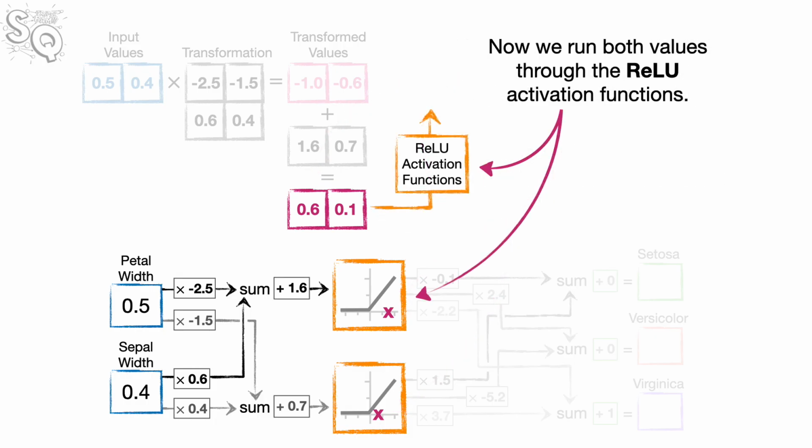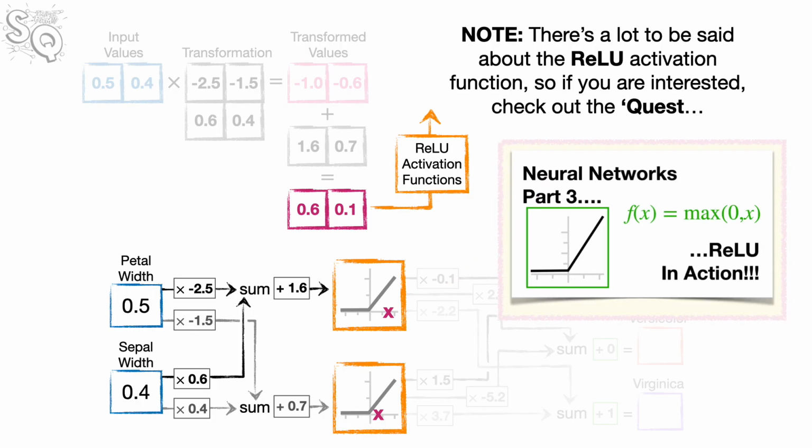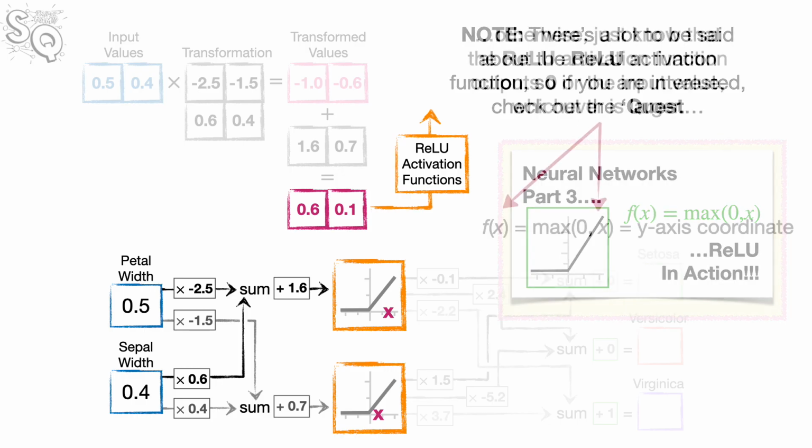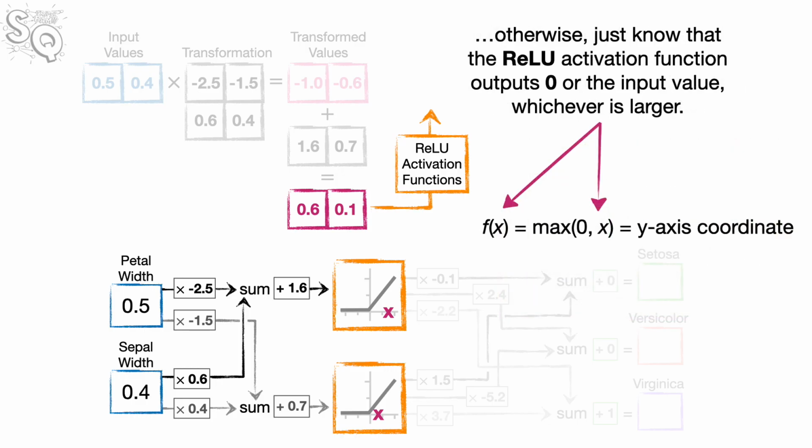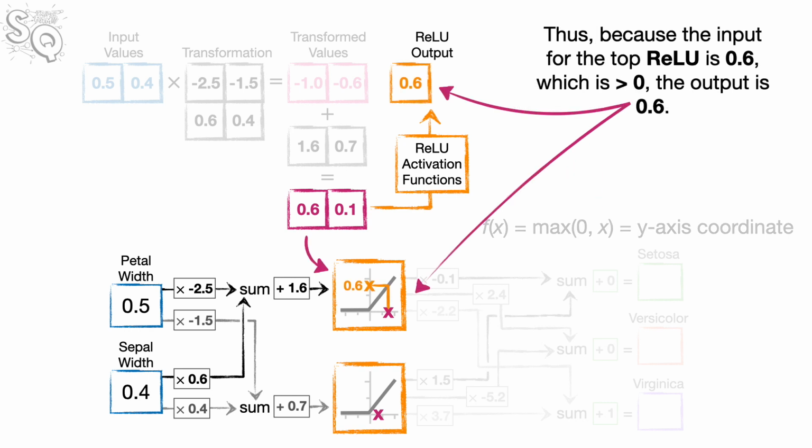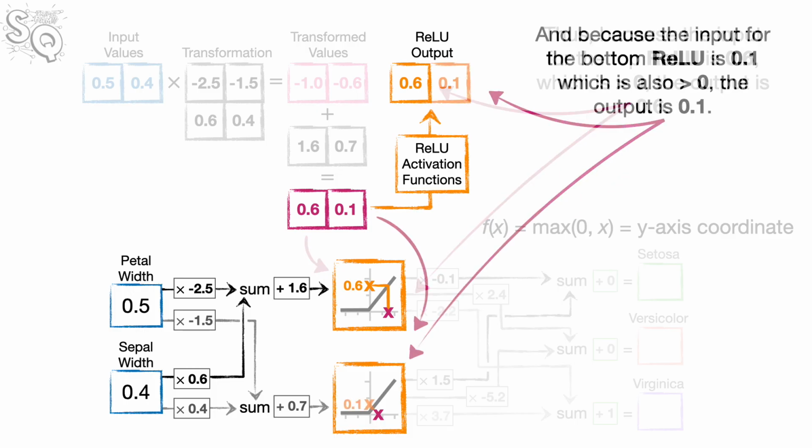Now we run both values through the ReLU activation functions. Note, there's a lot to be said about the ReLU activation function, so if you're interested, check out the quest. Otherwise, just know that the ReLU activation function outputs 0 or the input value, whichever is larger. Thus, because the input for the top ReLU is 0.6, which is greater than 0, the output is 0.6. And because the input for the bottom ReLU is 0.1, which is also greater than 0, the output is 0.1.